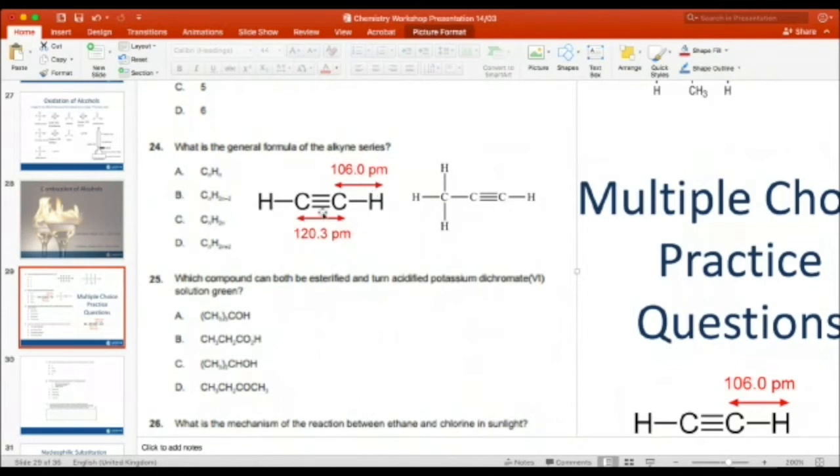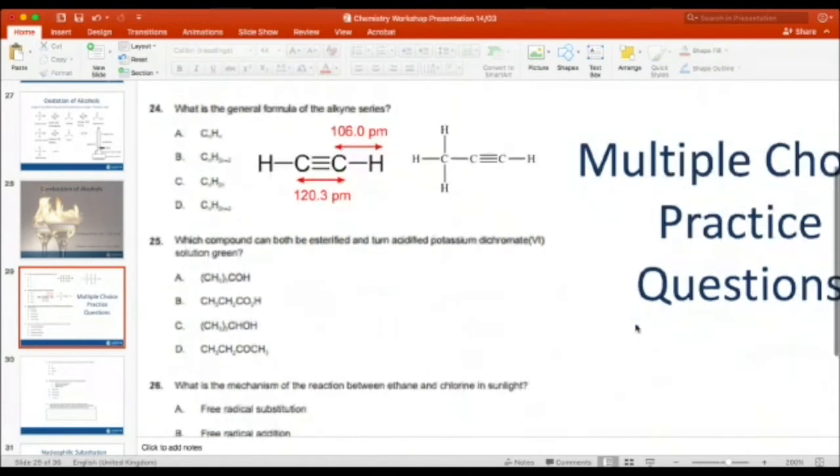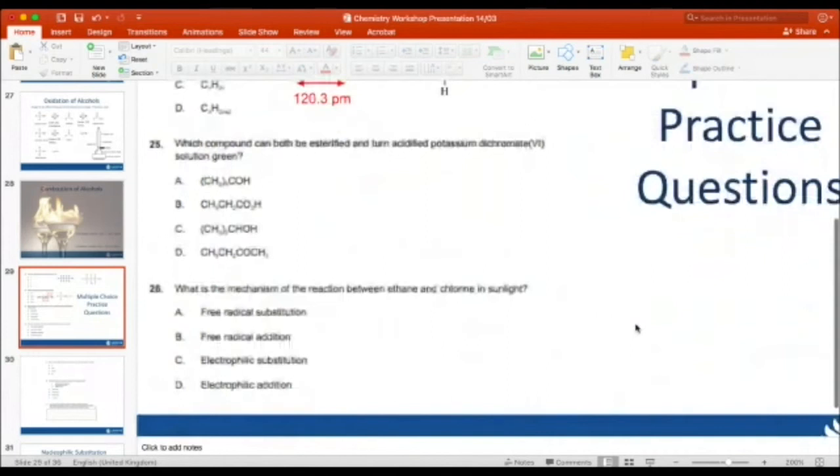CnH2n doesn't fit one to begin with, and CnH2n+2 doesn't fit one either. So that's how I would do it. If you're good at memorizing, you could also just memorize the general formula. In all honesty, you have plenty to memorize, so it's a bit of a waste of brain space. Okay, so that's 24.